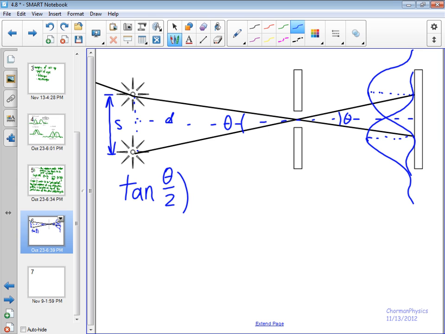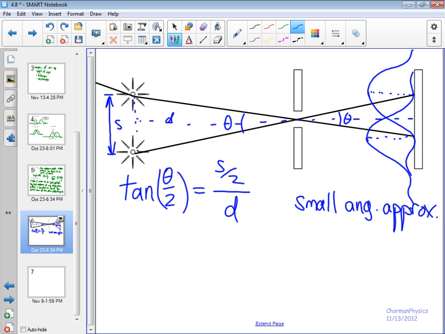All right. So if we come over here, doing the right triangle thing, tan of theta over 2, since we're dealing with this right triangle that we've drawn in here first, is going to be equal to s over 2 divided by d. All right. Small angle approximation.